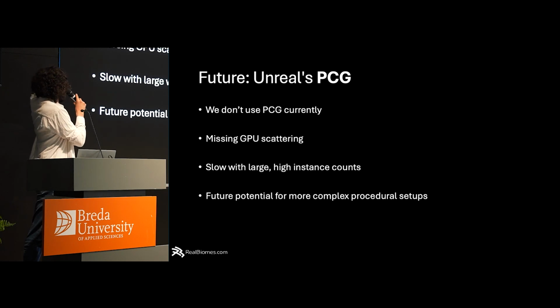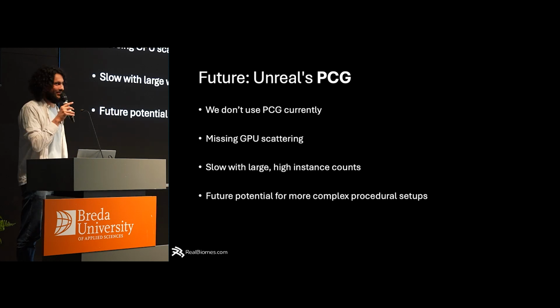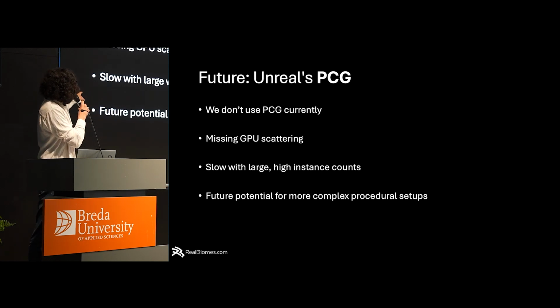So one possibility in the future could be Unreal Engine has a new system called PCG. It's still very early in progress. I think some people here are already trying it. I talked to them, it was very interesting. And we don't use it currently because it's still a bit too early. It doesn't have any GPU scattering, and yeah, try scattering 500 million instances with a CPU. That's going to be fun, I promise. And currently it's still, even compared to other systems, a bit slow with larger worlds, with high instance counts, which is extremely important to us.